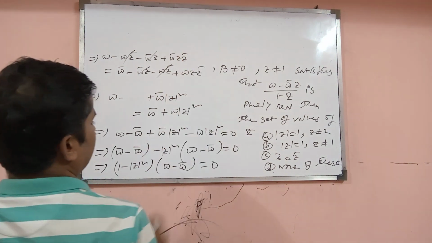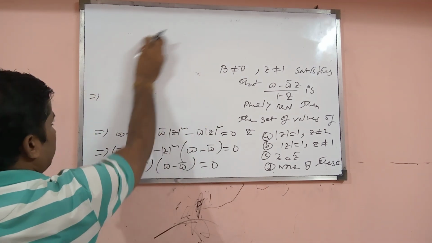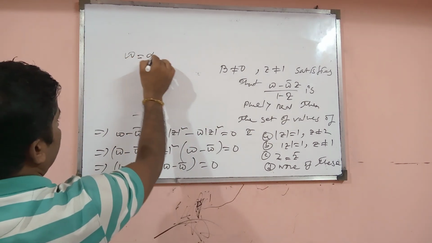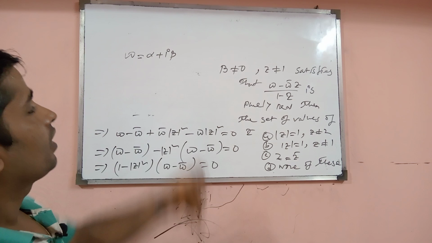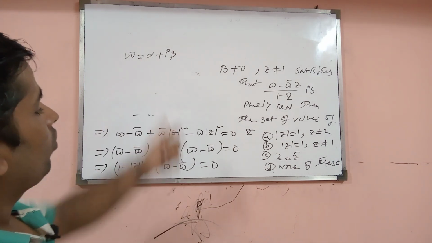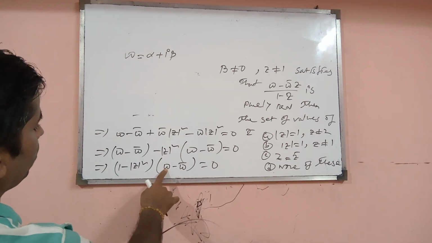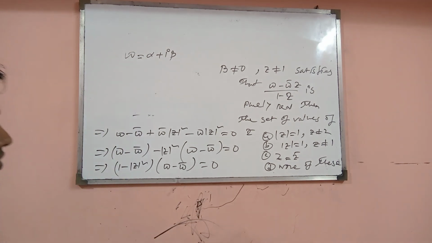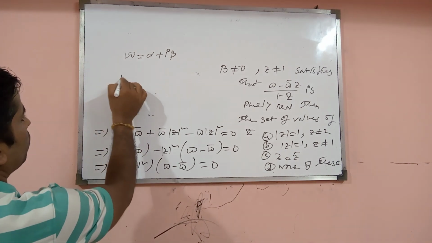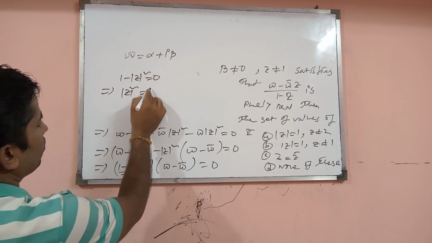Look, as beta not equal to 0, w is equal to alpha plus i beta. Since beta not equal to 0, therefore it cannot be a purely real number. Okay, so w and w bar cannot be same, so w minus w bar cannot be 0. Okay, so to satisfy this condition, this should be 0. So 1 minus z bar square is equal to 0. This implies z bar square is equal to 1.